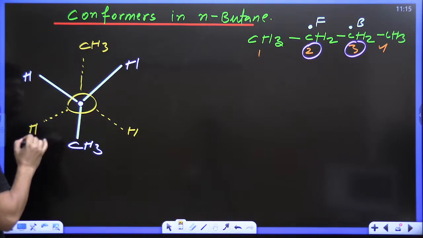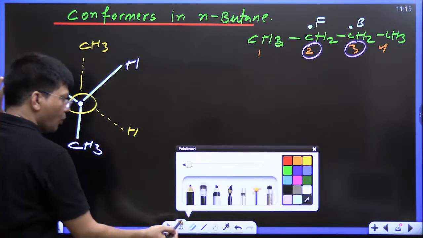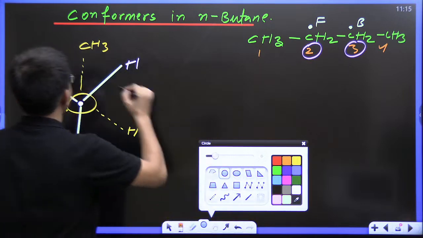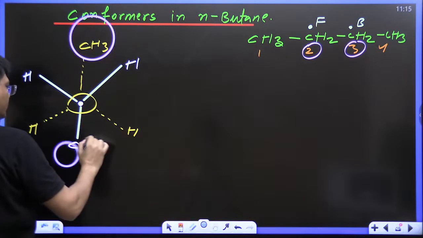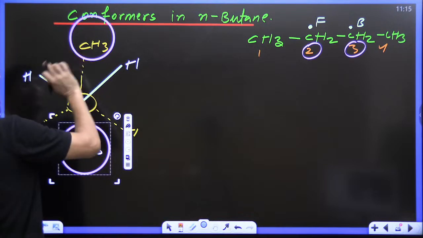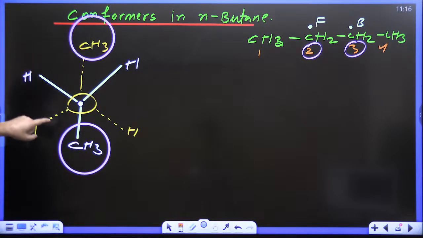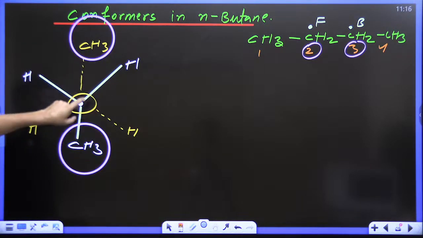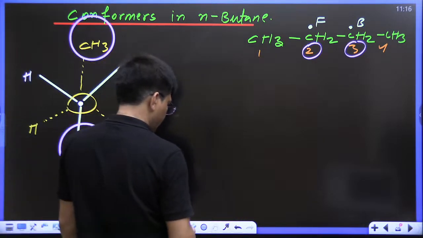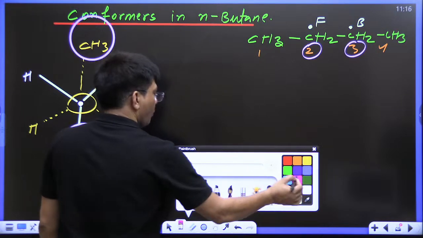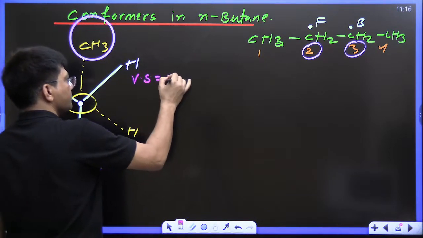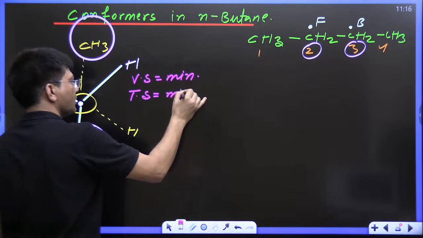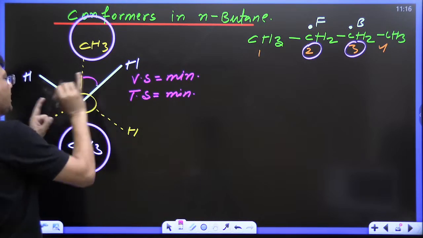Could you please let me know, these two bulky groups, are they far away or nearer to each other? They are far away. When they are far away, each atom is far from the other atoms. So the van der Waals strain in this compound is minimum, and the torsional strain will be minimum, because this is the maximum bond angle.